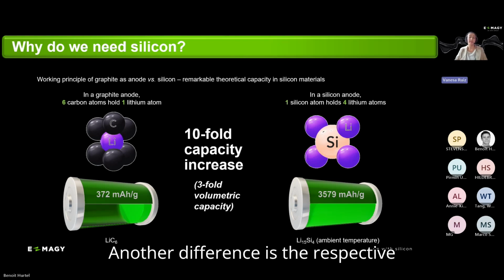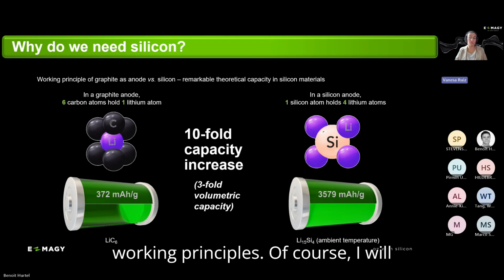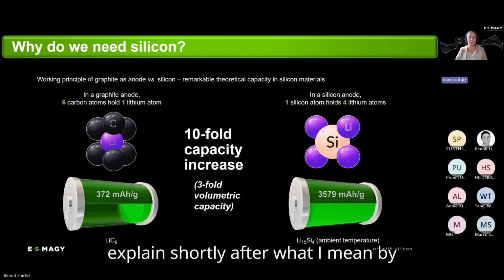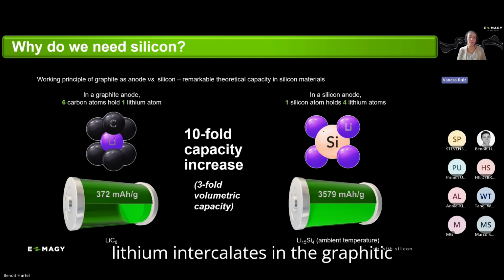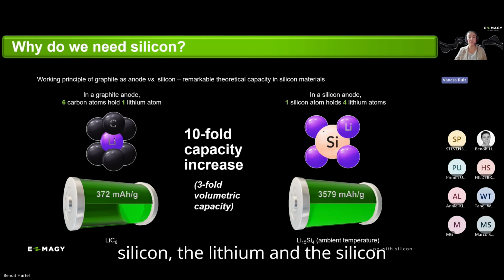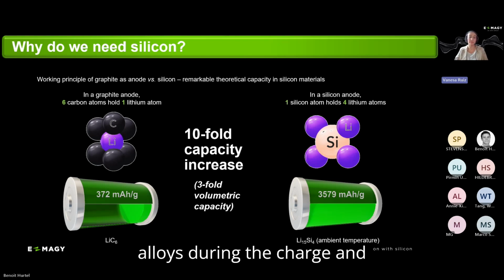Another difference is the respective working principles. Of course, I will explain shortly after what I mean by this, but in the case of graphite, the lithium intercalates in the graphitic structure, whereas in the case of silicon, the lithium and the silicon alloy during the charge and discharge process.